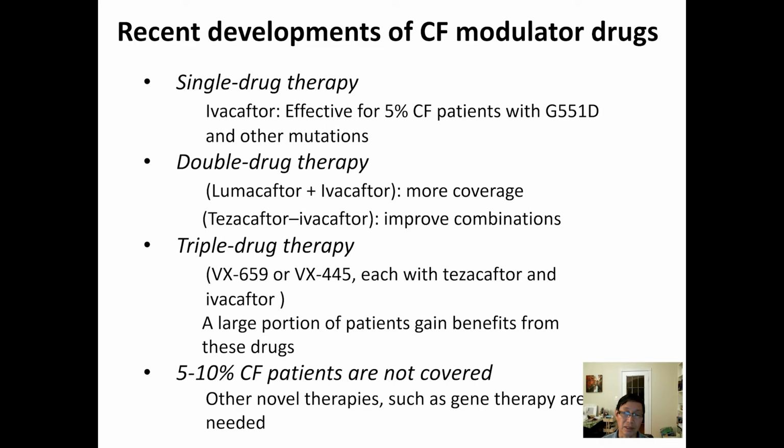So I classify the therapy with these drugs into three categories. Single drug therapy, where you can use ivacaftor, and double drug therapy, where you can use lumacaftor plus ivacaftor or tezacaftor plus ivacaftor. And also triple drug therapy, where you combine three types of drugs. So these drugs can cover a large portion of CF patients. Now, we only have 5 to 10% of patients who require new therapies.